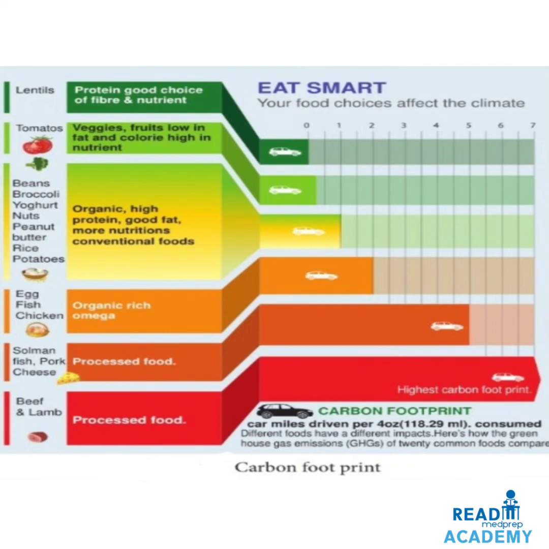Egg, fish and chicken, which are rich in omega fatty acids, should be used. Salmon, fish, pork, cheese, which are processed food, and beef and lamb, which are also processed food, have a greater effect on the carbon footprint.